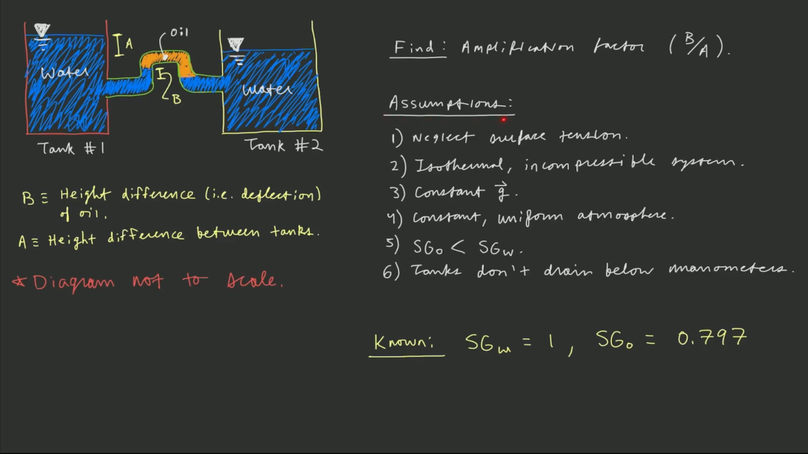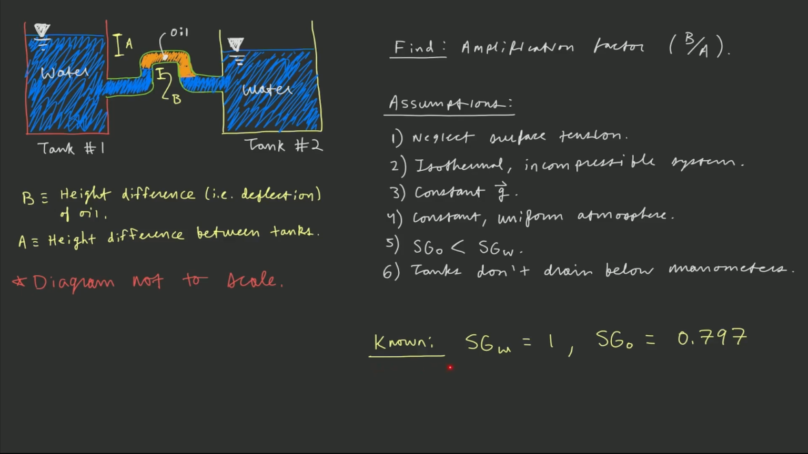So our assumptions are as follows. 1, we're going to neglect surface tension. 2, we're going to assume that we have an isothermal and incompressible system. 3, we're going to assume that we have a constant gravitational field. 4, we're going to assume that we have a constant uniform atmosphere. 5, we're going to assume that the specific gravity of the oil in the manometer is less than the specific gravity of water. And 6, we're going to assume that the tanks do not drain below the manometers.